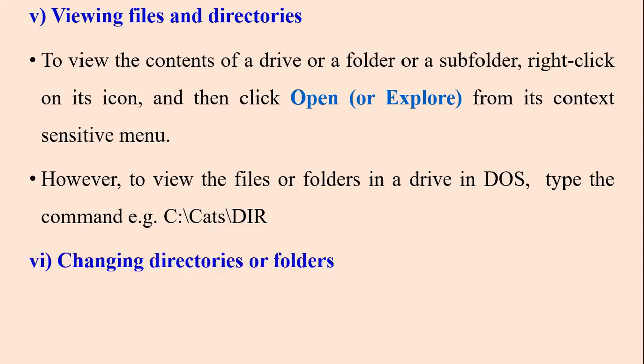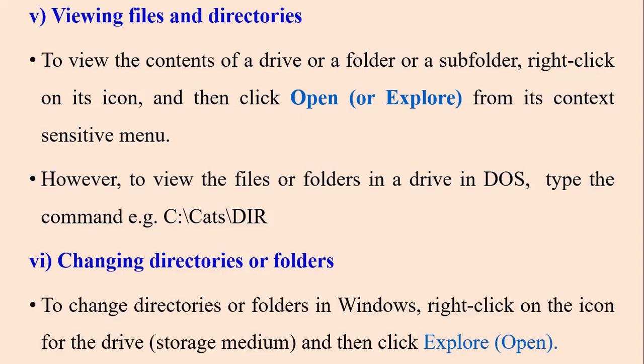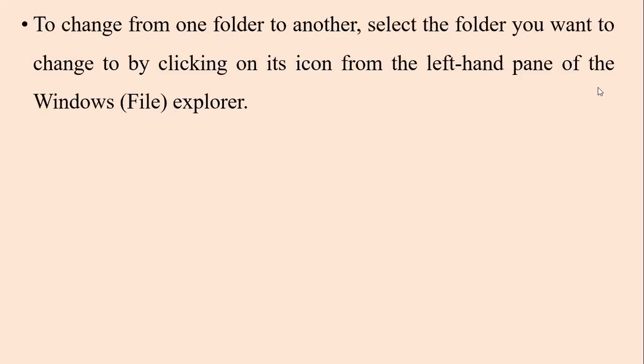How do you change directories or folders? To change directories or folders in Windows, right-click on the icon for the drive, that is the storage medium, and then click on Explore if it's available, or just click on Open. To change from one folder to another, select the folder that you want to change it to by clicking on its icon from the left hand pane of the Windows or File Explorer.